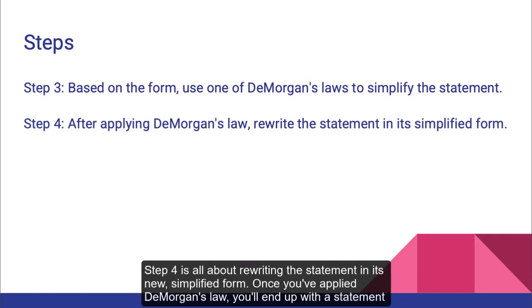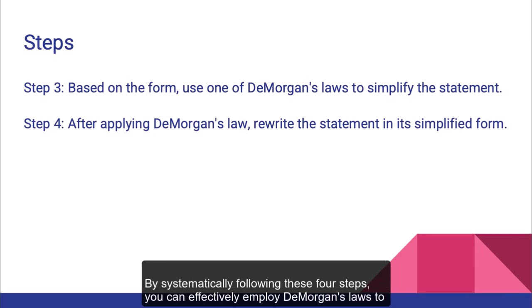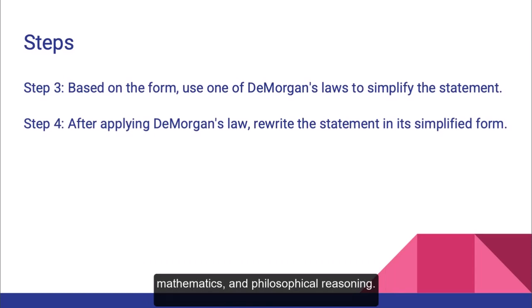Step 4 is all about rewriting the statement in its new simplified form. Once you've applied De Morgan's law, you'll end up with a statement that conveys the same logical meaning as the original, but is much simpler to understand and work with. By systematically following these 4 steps, you can effectively employ De Morgan's laws to simplify complex logical statements, making them easier to analyze or implement in various applications like computer programming, mathematics, and philosophical reasoning.